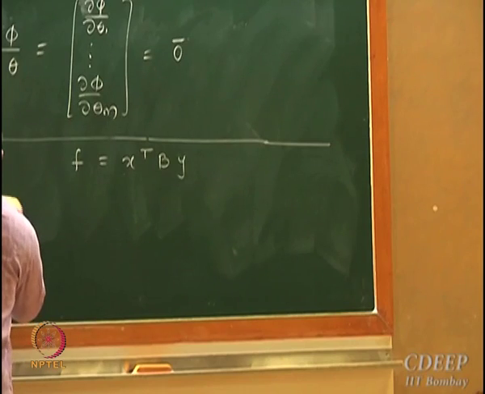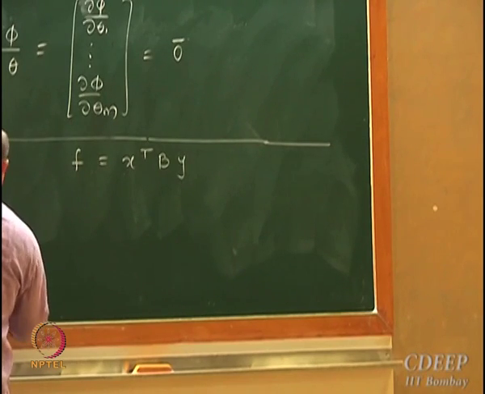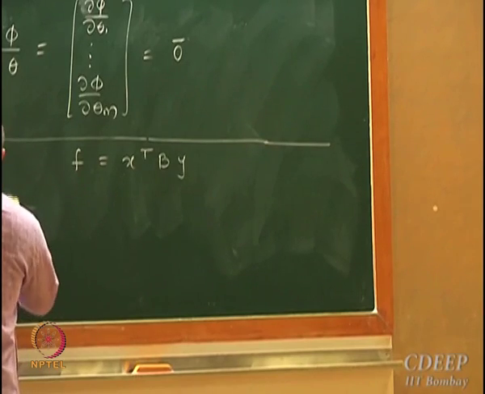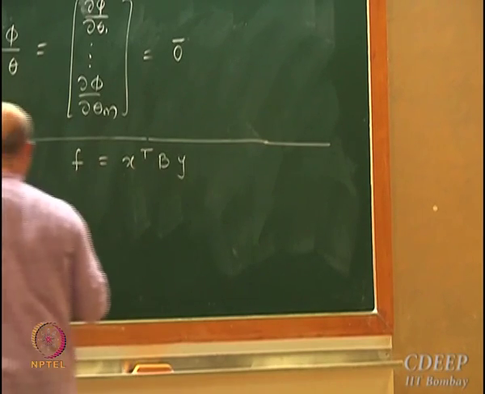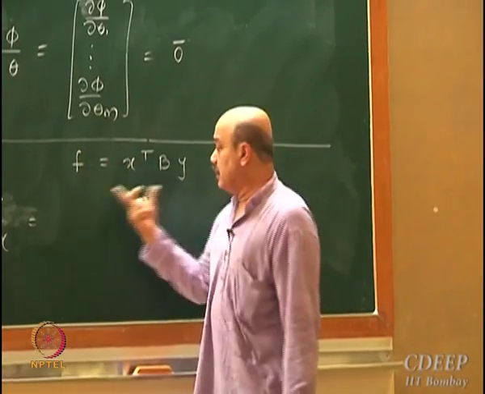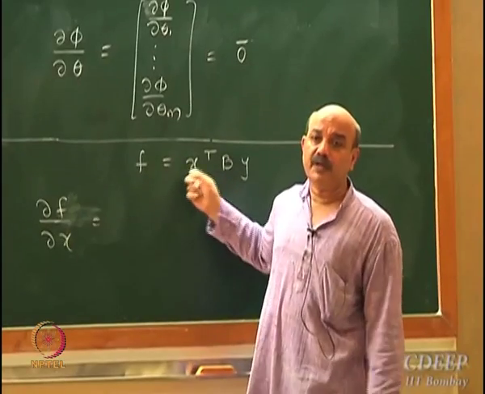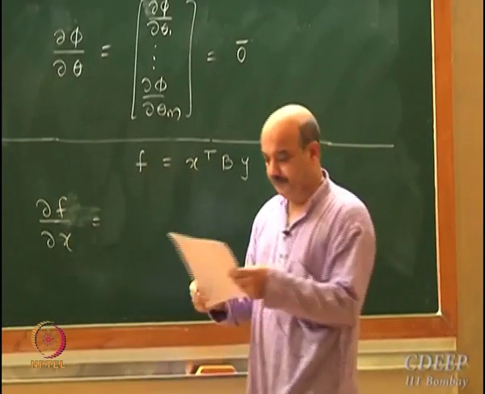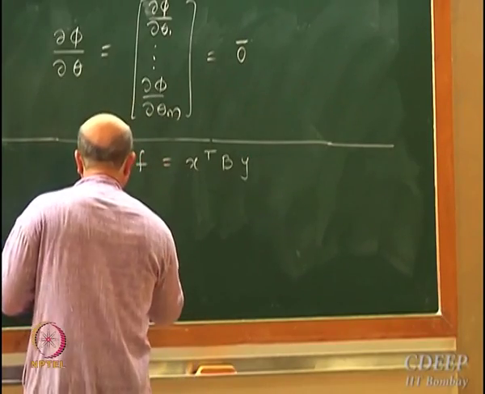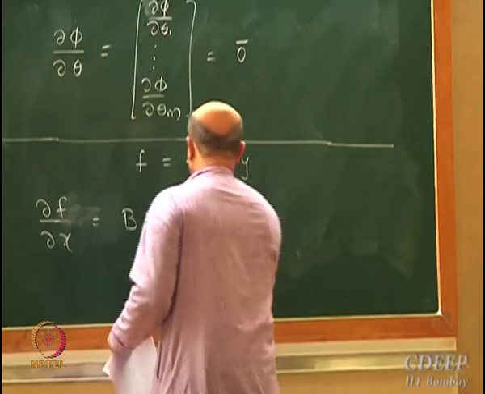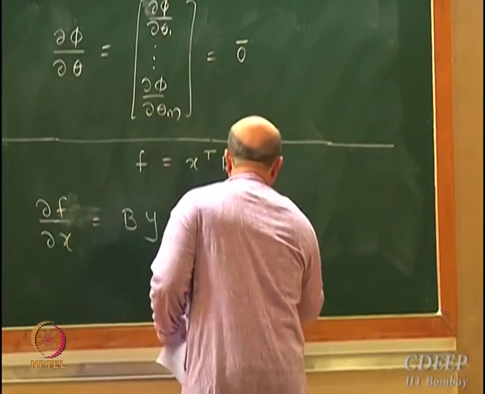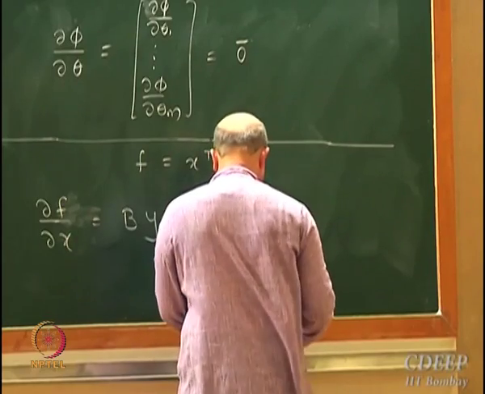So, dou f by dou x, differentiating this scalar function with respect to the first argument x. And dou f by dou y is equal to b transpose x.